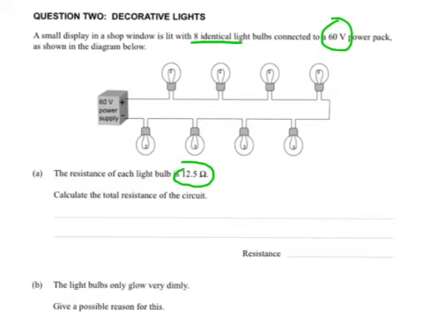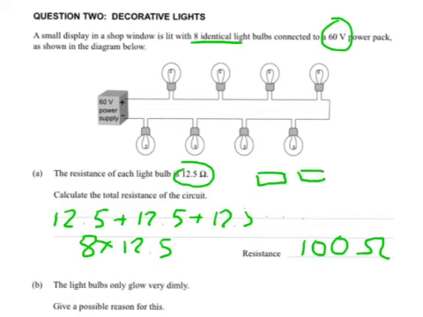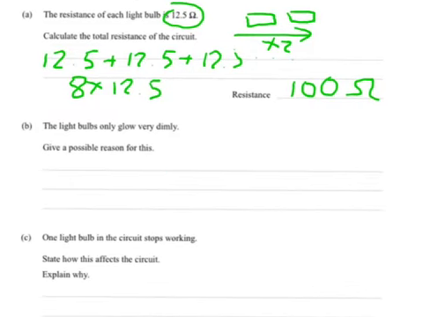Well, these are added in series, so all we have to do is 12.5 plus 12.5 plus 12.5, and so forth, 8 times. Or we could just do 8 times 12.5 to give us 100 ohms. Nice easy one. And the theory behind that is that if you make a resistor longer, it takes twice the amount of energy to pass through, so it applies twice the resistance to the flow of electricity.